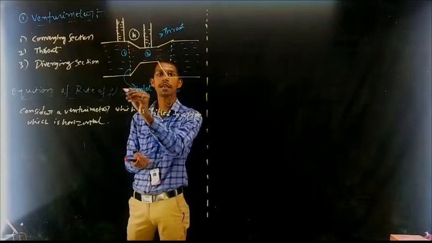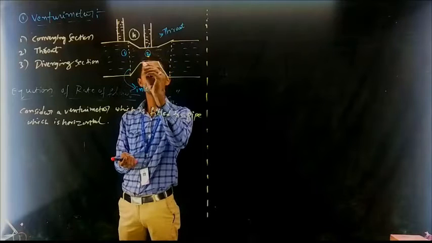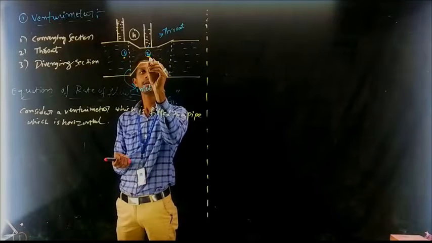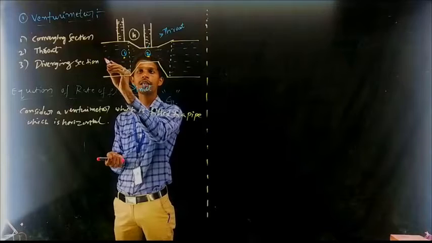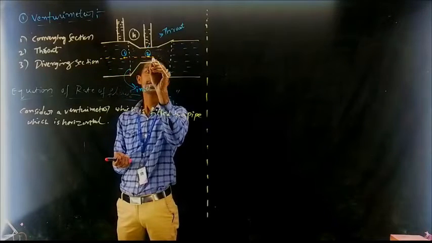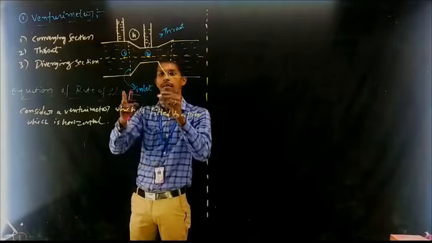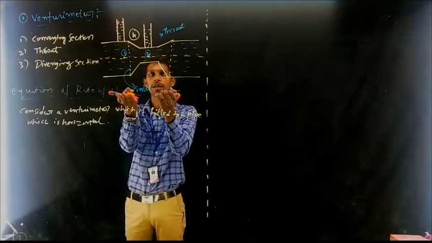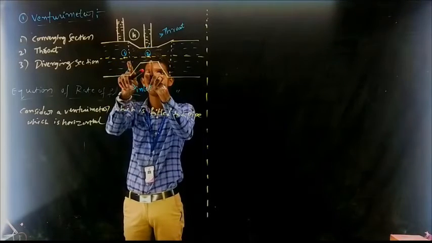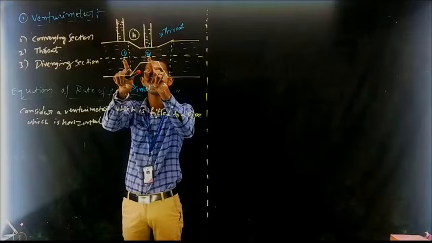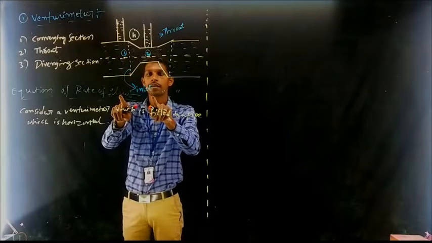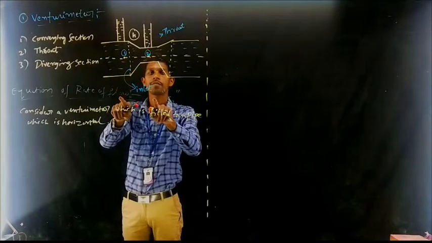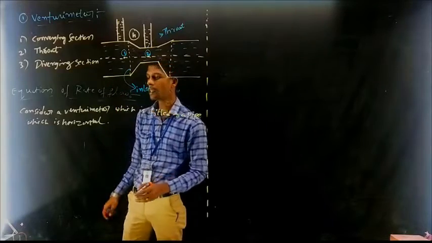It is horizontal, right? So assume this is point 1 and this is point 2. Here you can see points 1 and 2 are on the same line. That means from this datum level, both Z1 and Z2 are the same. So there is no datum difference because the pipe section is horizontal.